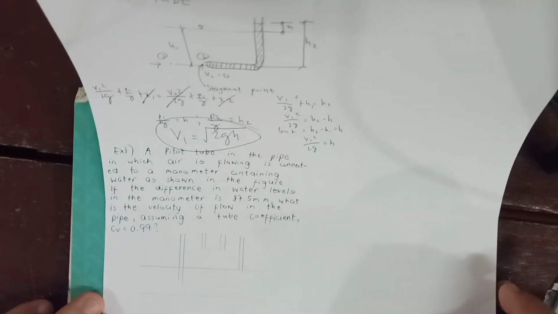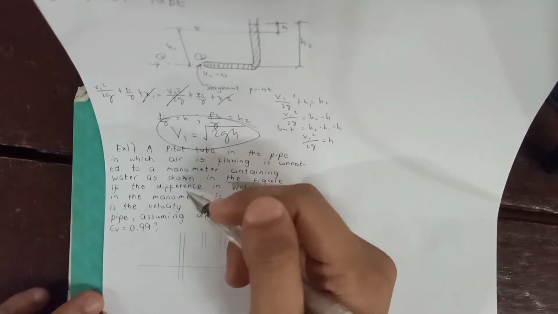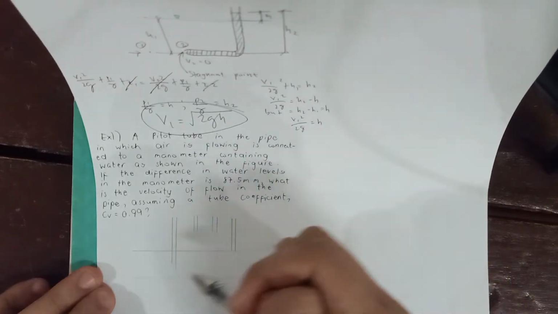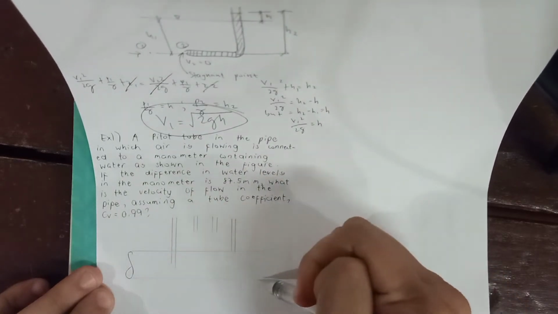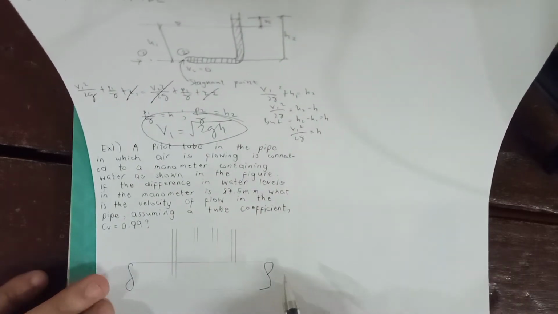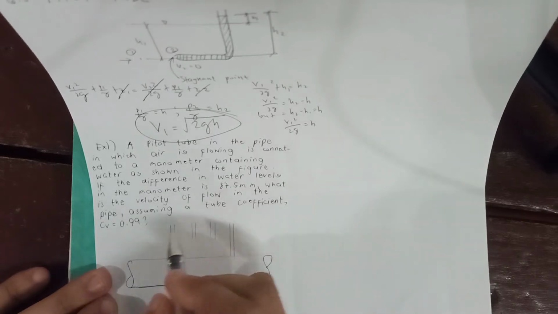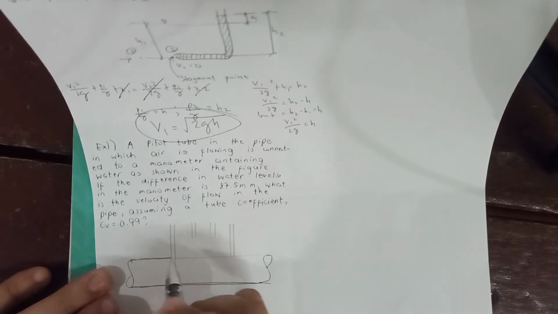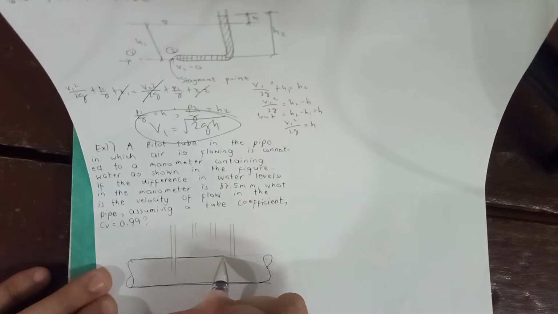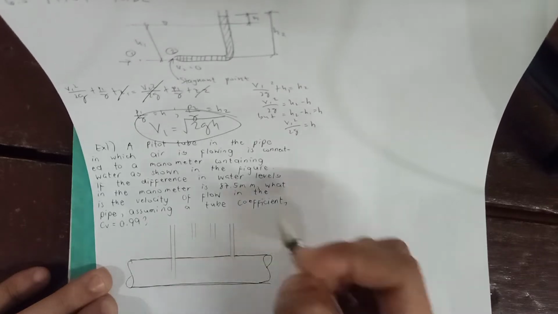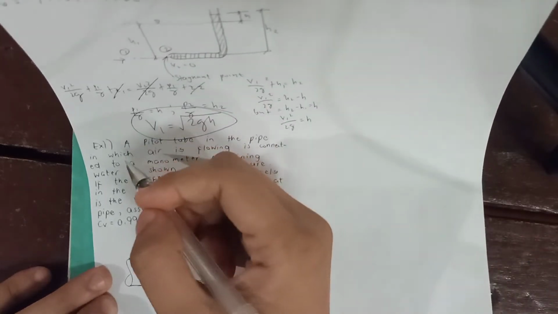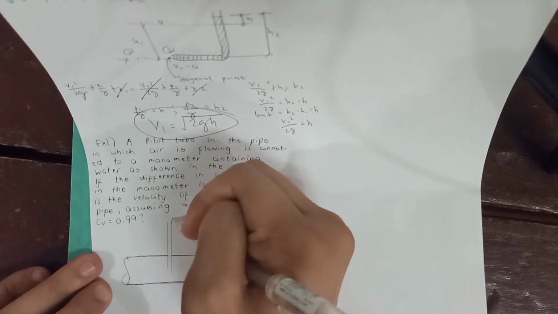A Pitot tube in the pipe in which air is flowing is connected to a manometer containing water, as shown in the figure. So, mag-consult the figure. So, this is a pipe. Open pipe. So again, kung kaya ninyo mag freehand, just do it, but make sure na neat siya. Or just use kanang lapis as your guide.